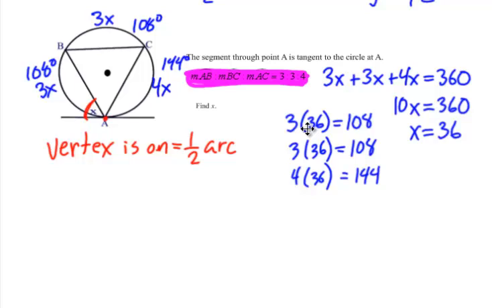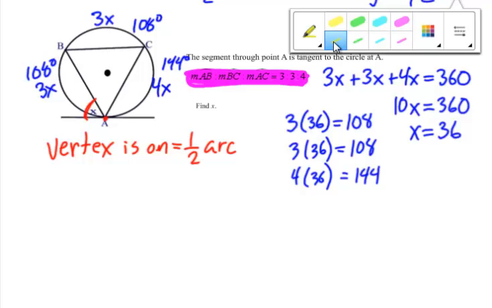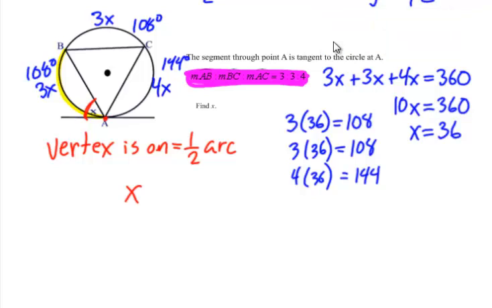What arc? Well, let me use my highlighter again. And it's this arc right here. Well, we've already found that arc, so we're going to say that x equals 1/2 of 108. And 1/2 of 108 is 54. So that gives you an idea of what we have with tangent and chord. Again, just pay attention to those vocabulary terms. This is a chord. This is a tangent.